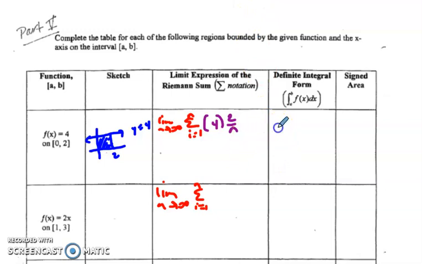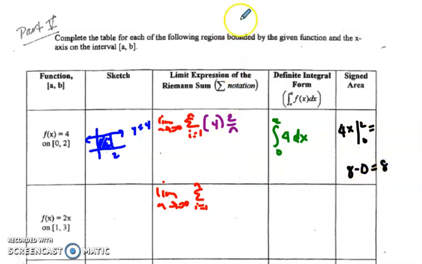The definite integral form, I just need to integrate the function 4 from 0 to 2. And you could do this on your calculator, but this is a pretty easy one to do by hand. So I will apply the fundamental theorem of calculus to integrate 4 to 4x, going from 0 to 2, evaluated at 2, subtract out evaluating at 0, and my final answer is 8.